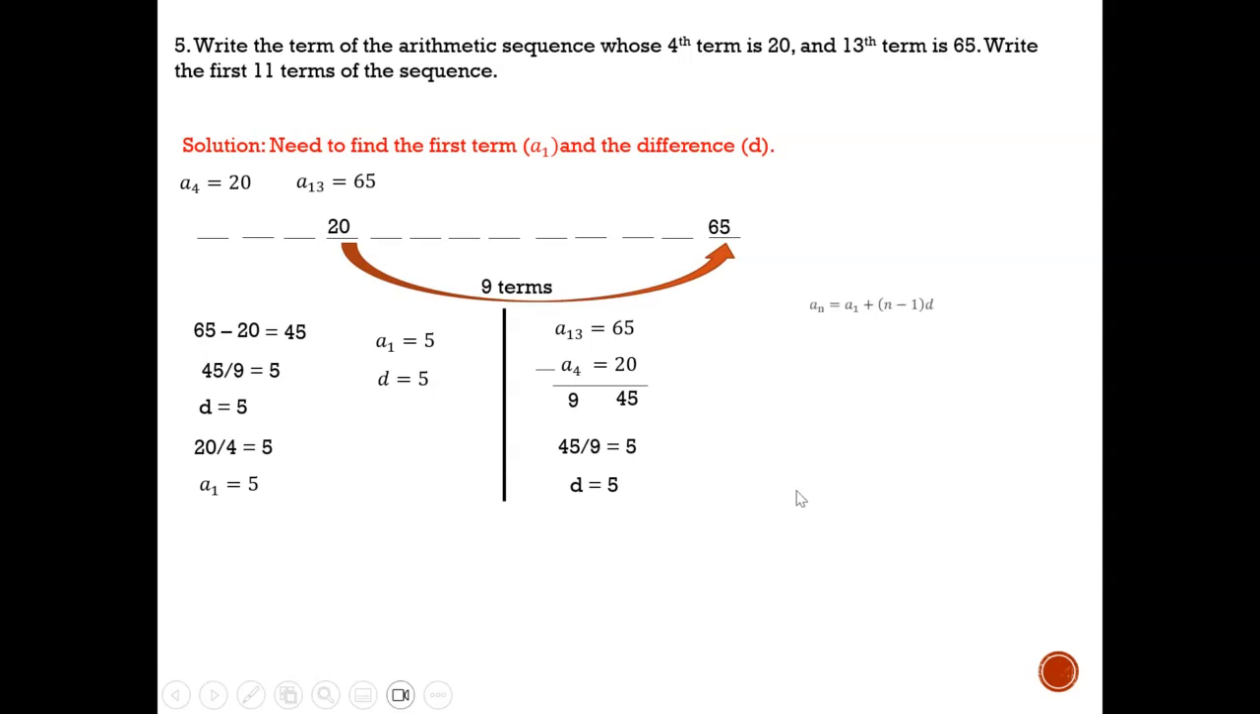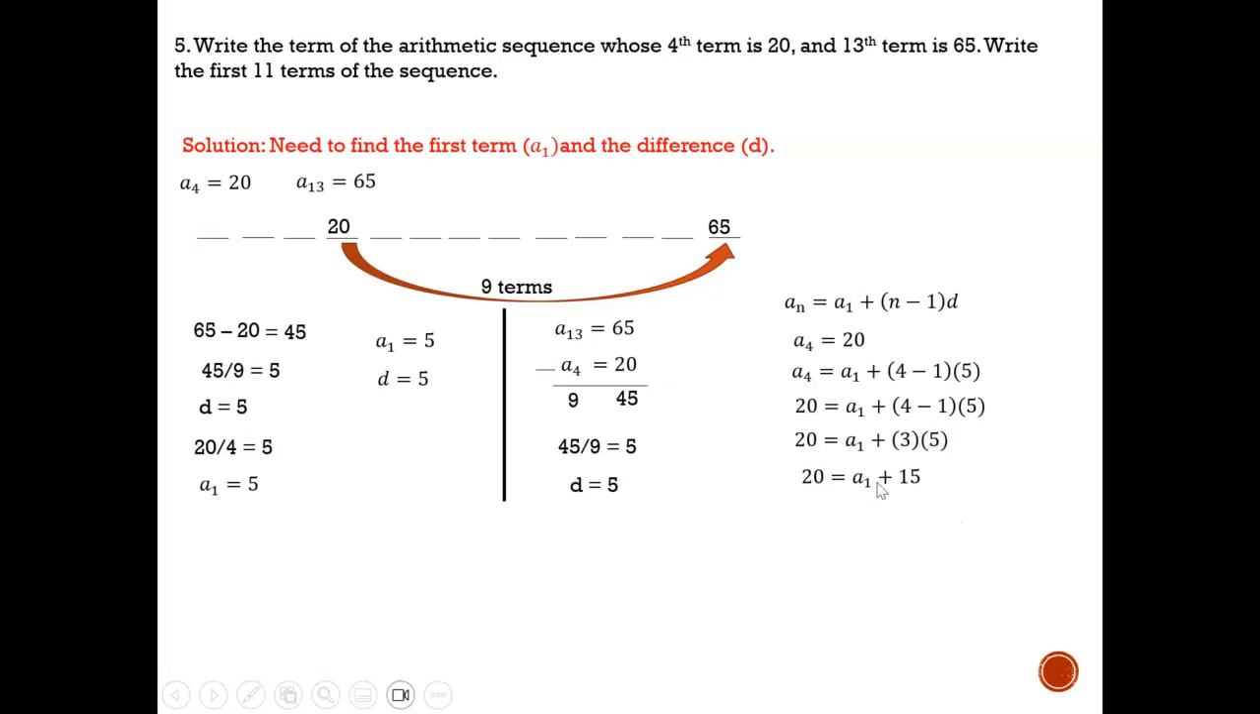Now, to find the first term, we're going to use one of these 2 terms here. I believe I can use the fourth term because it's smaller numbers. So A4 is 20, which means when n is 4, I'm going to plug in 4 for the n and 20 for A4. Now we solve for A1. 4 minus 1 is 3, and 3 times 5 is 15. So 20 equals A1 plus 15. We subtract 15 from both sides, so A1 is equal to 5. So I found my A1, my first term, and my difference.